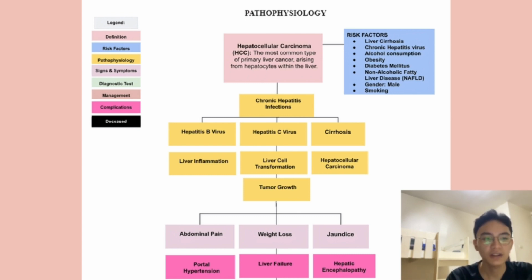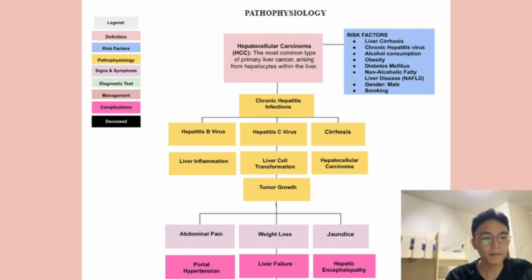Another complication aside from liver failure is hepatic encephalopathy. It is a decline in brain function that occurs as a result of severe liver disease. In this condition, your liver can't remove toxins from your blood. It causes our liver to fail to function, thus causing a buildup of toxins in our bloodstream, which can sometimes lead to brain damage.